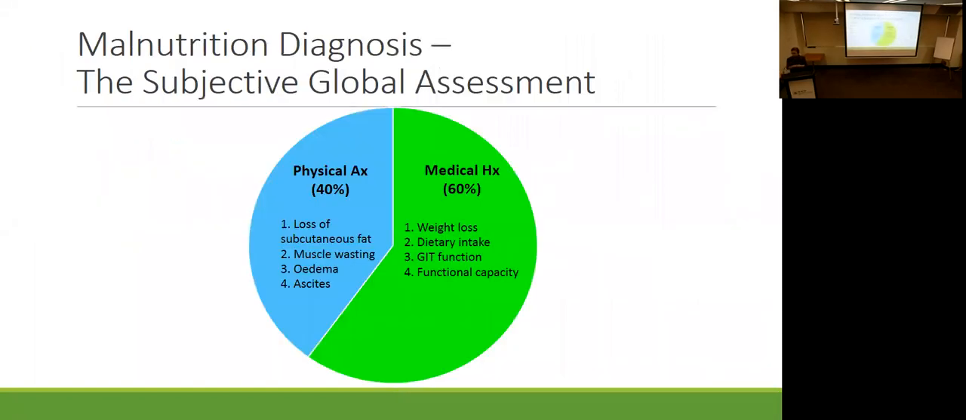The Subjective Global Assessment, or the SGA, is divided up into 2 sections. We look at a medical history, which is weighted more at 60%. We ask questions about weight, dietary intake, gastrointestinal function, as well as their functional capacity. Then there's a physical assessment component, which is weighted less at 40%. We look for signs of subcutaneous fat loss, muscle wasting, and edema and ascites related to malnutrition.